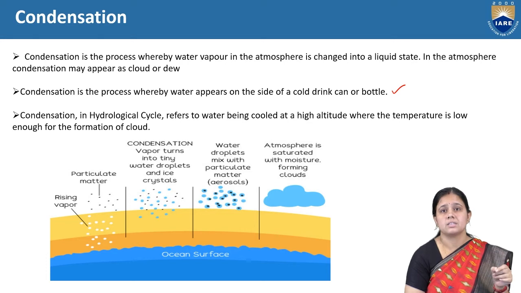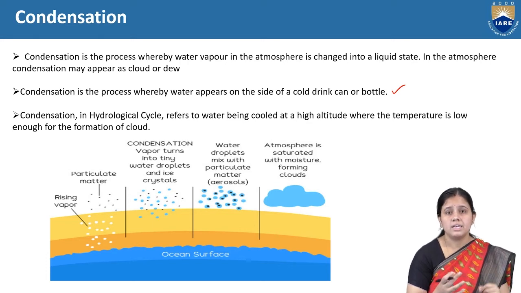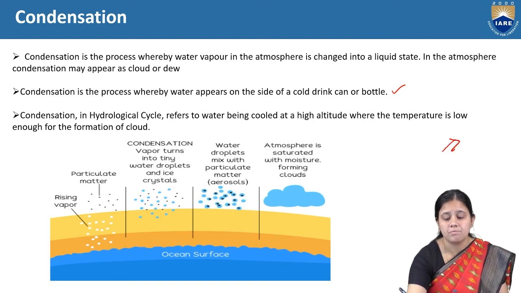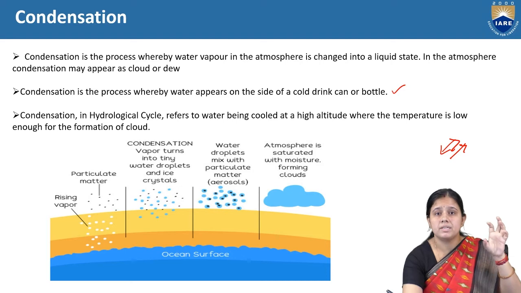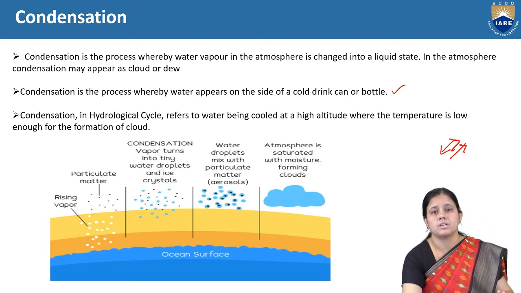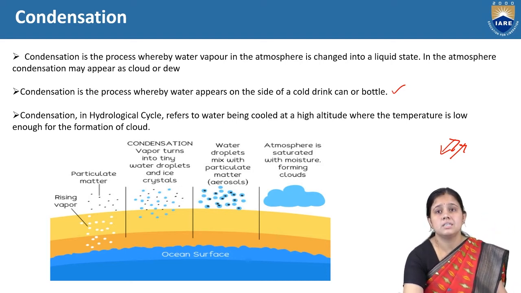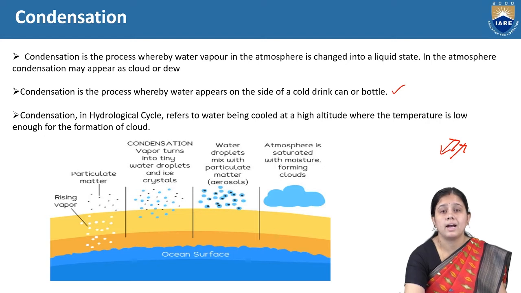This is condensation. In our day-to-day life, we can see that if we bring a cold drink bottle or cold water outside from the fridge, some water droplets come on the surface of the bottle. That is condensation. Condensation refers to water being cooled at high altitude, where the temperature is low enough for the formation of cloud.